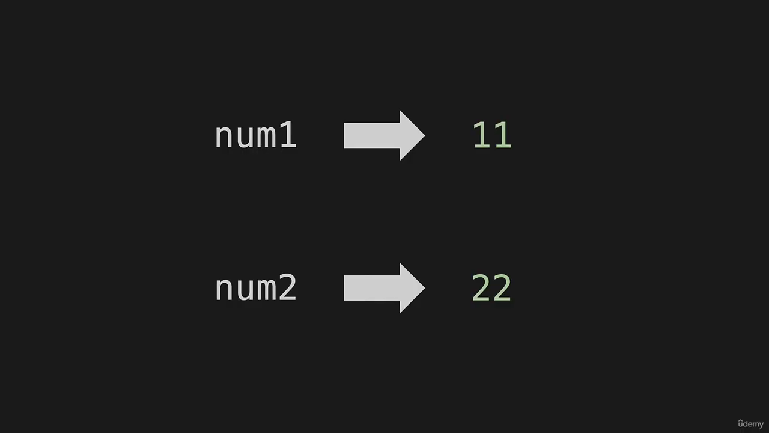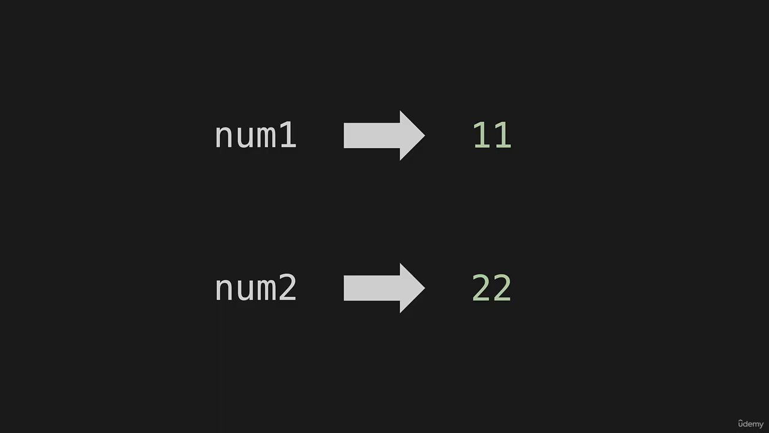So this diagram here is a representation of how it works. And the reason for that is that integers are what are called immutable, which means they cannot be changed. Once you put a number 11 into a particular place in memory, you cannot change that number 11. Now, you can point num1 to a different integer that is stored somewhere else, but you can't actually change the number 11 once you create it.